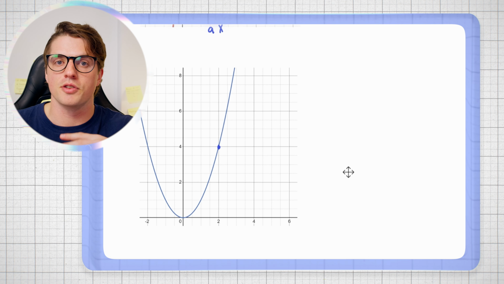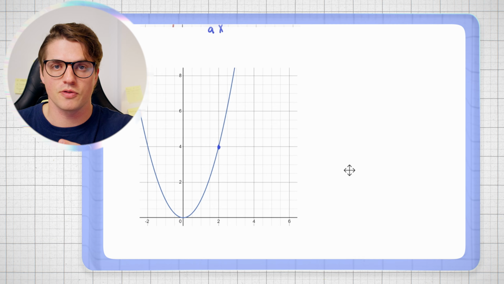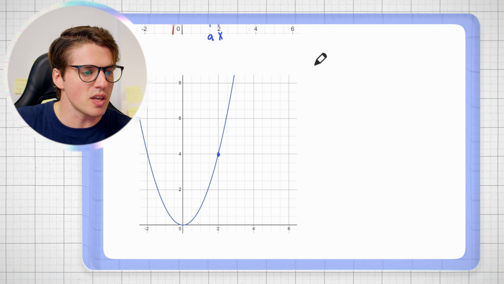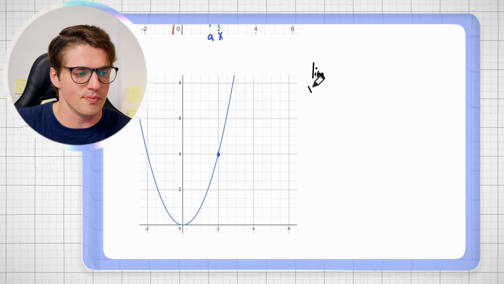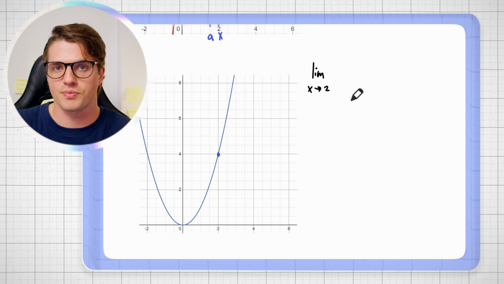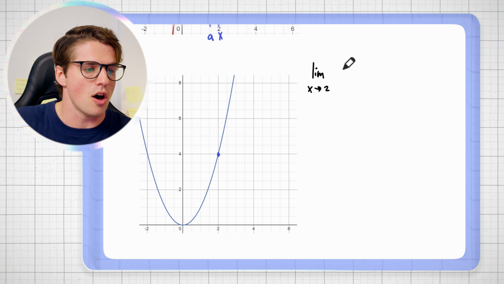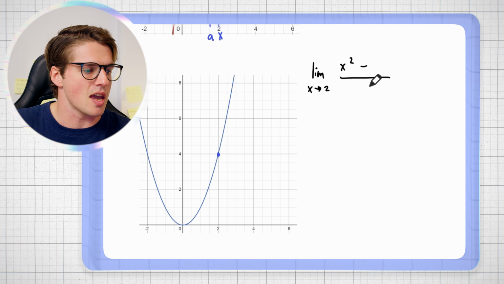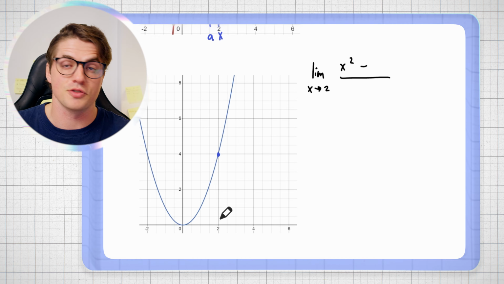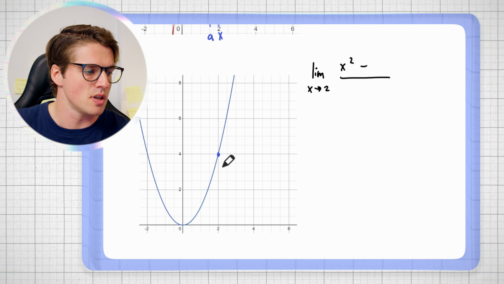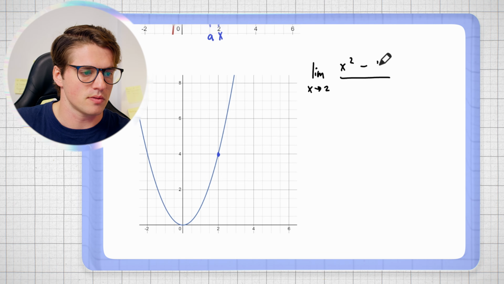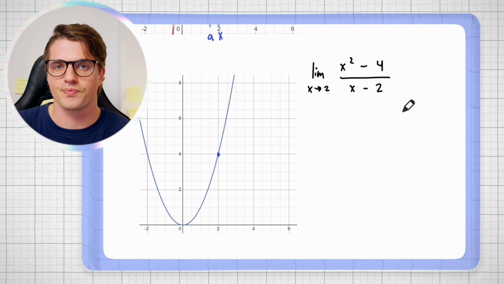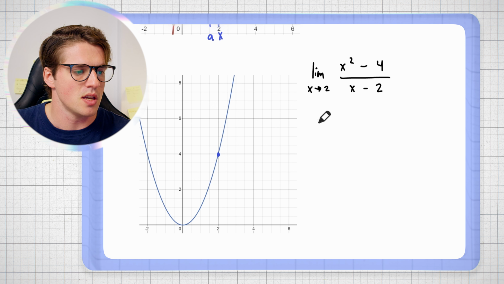We already know that the derivative at x equals 2 is 4, but using this definition, we can solve for it algebraically. So the limit as x goes to 2, that's where we're looking for the derivative, of x squared minus, and we have f of a, that's just plugging 2 into the function. So that would be 4, 2 squared is 4, over x minus 2. Just following from the definition.